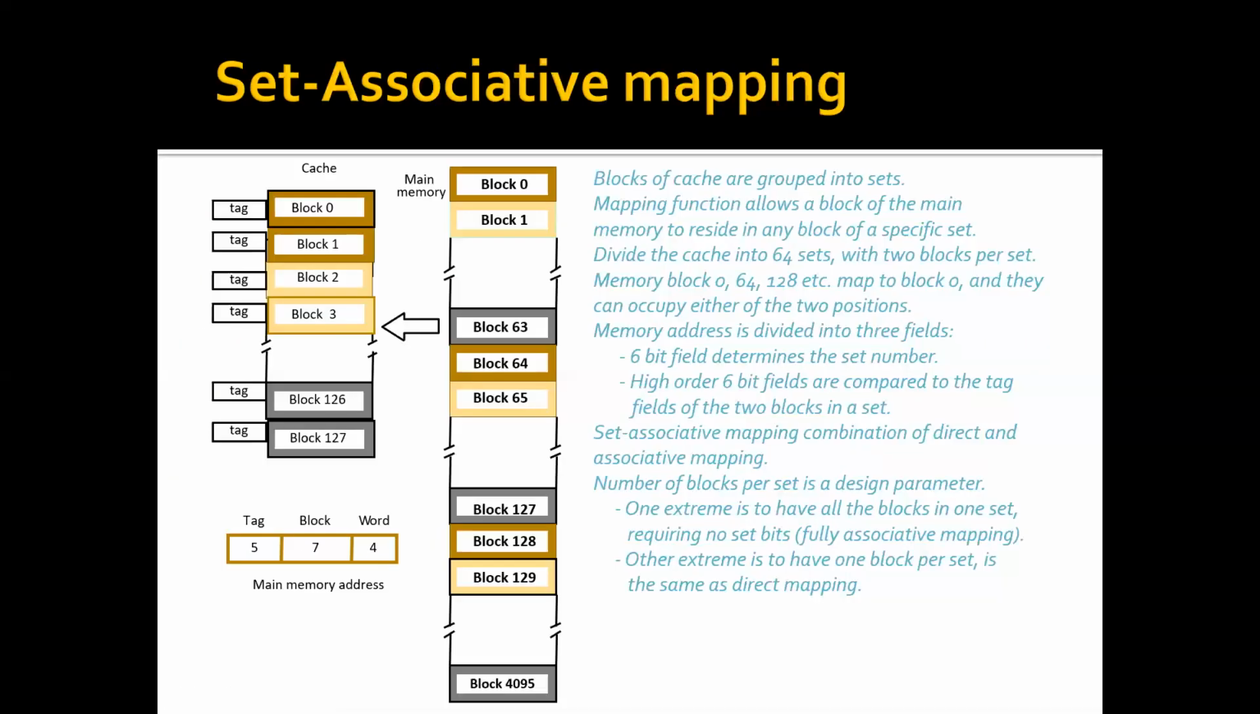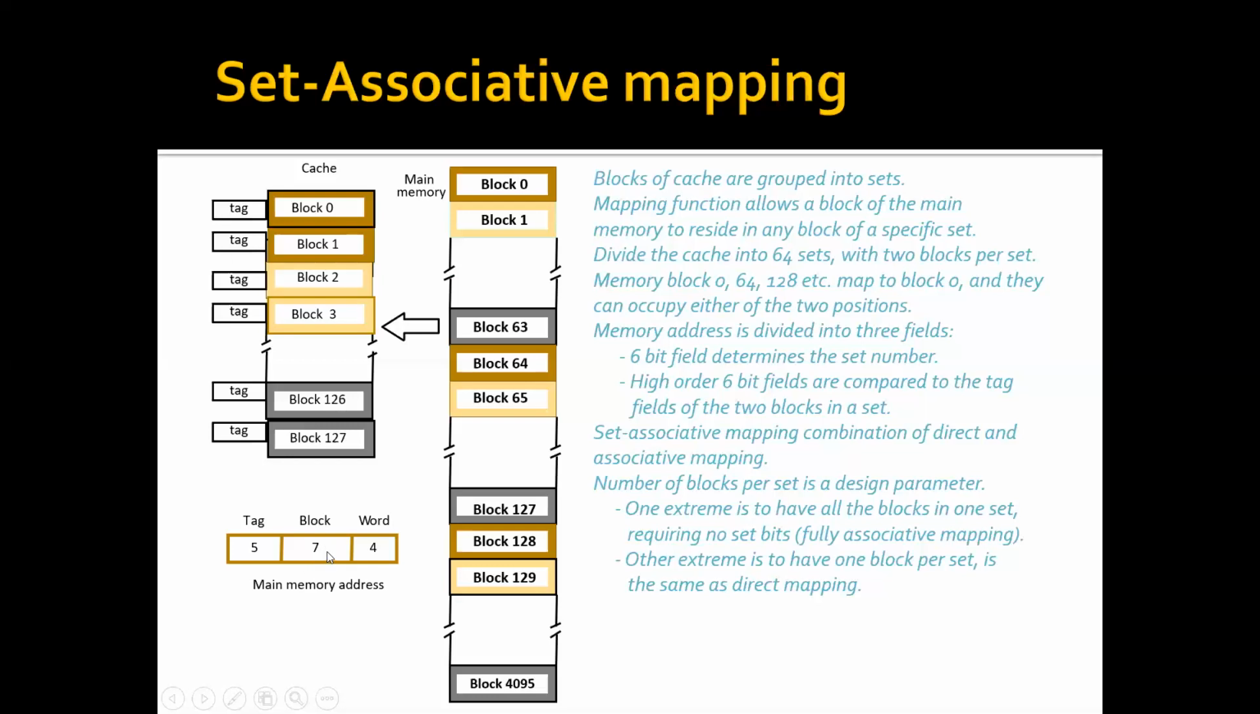Now how many bits are there in the set field? Earlier it was how many blocks? 128 blocks. So in direct mapping it was 7. But now how many sets are there? 2 blocks, 1 set. So 2 to the power 7 divided by 2 to the power 1 is 2 to the power 6. So the set bits will be 6. So we'll correct it from block to set and this bit from 7 to 6.